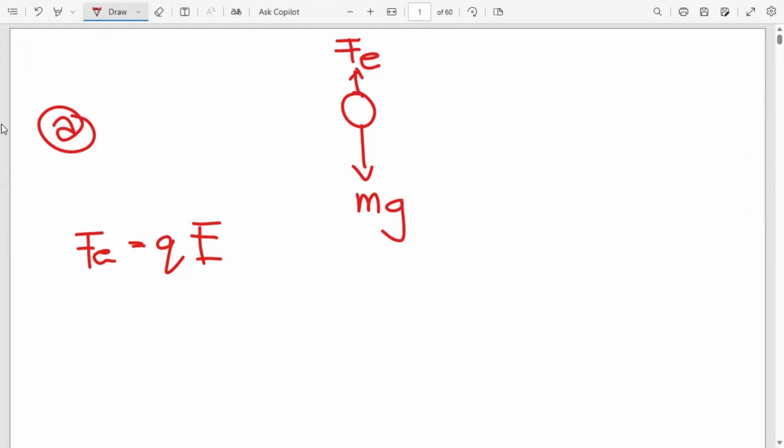And since they've said this object is at equilibrium, that means these two forces are balanced, which means Fe is equal to mg. And that's exactly what I'm going to write. So I'm going to say Fe is equal to mg like that.